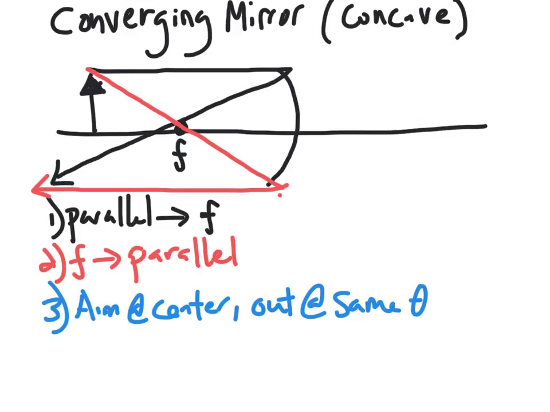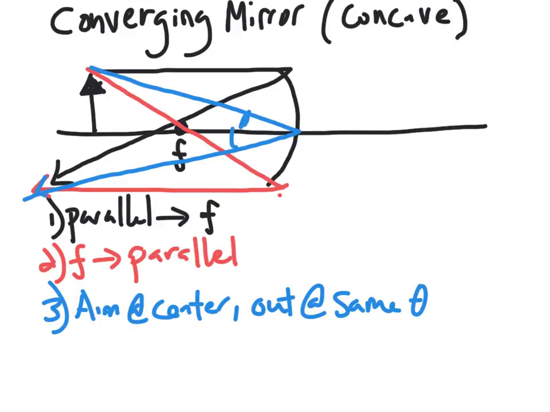And then for my third ray, you're going to aim for the center, which is right here, just like you did with the lens. But instead of going straight through like a lens, it's going to get reflected and come back out at the same angle. So if it comes in and hits at this angle, it's going to come back out at the same angle. And hey, look at that, I made a good line. So those two angles should match.